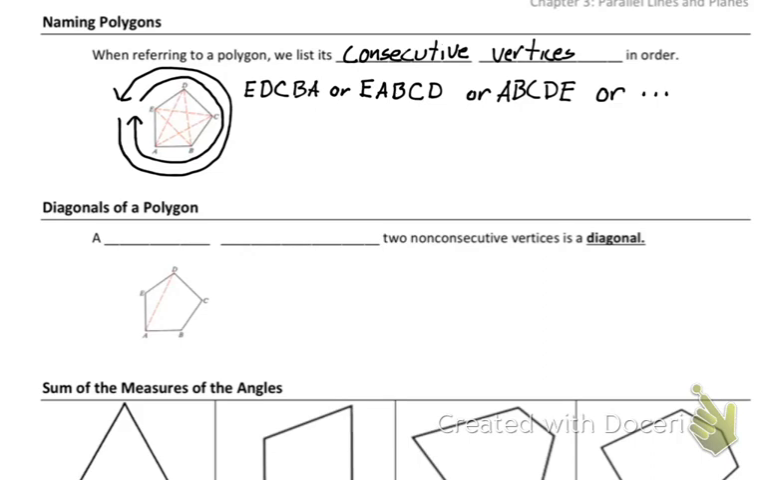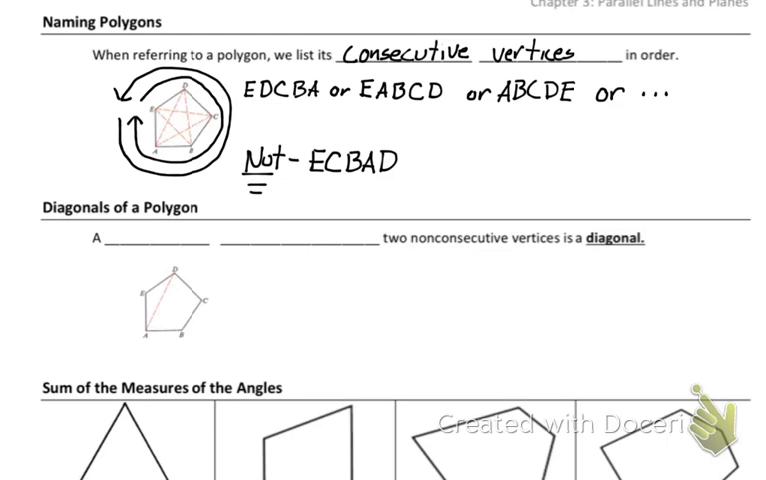Let's put a not example. This would not be a good example, if I went like E, C, B, A, D.